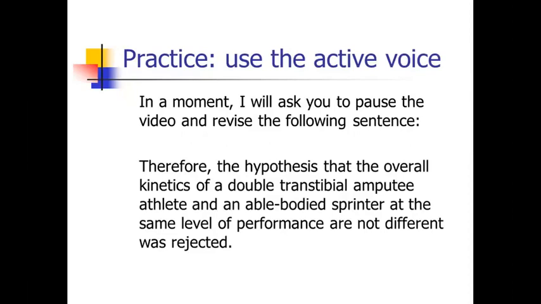All right, one more. This one reads, therefore, the hypothesis that the overall kinetics of a double transtibial amputee athlete and an able-bodied sprinter at the same level of performance are not different was rejected. Now, there's probably a lot of things you could edit in this sentence, so if you want to pause the video and at least turn this into the active voice, maybe edit a few other things.